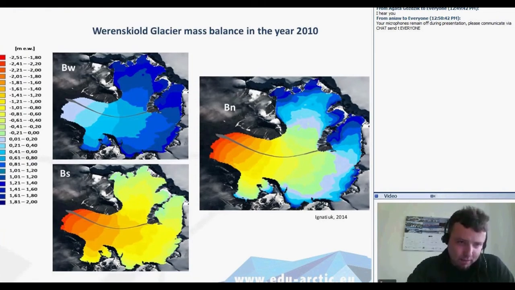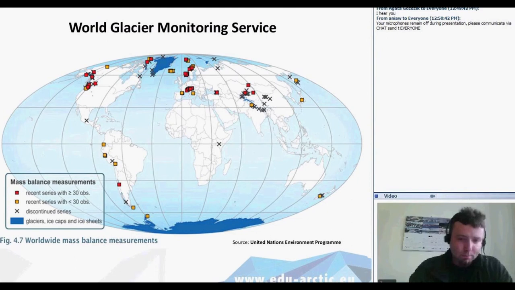And on the upper left, we have winter balance. On the lower left, we have summer balance. So from that, we can calculate the net balance or annual balance of the glacier. And that's something that is done around the world. There is World Glacier Monitoring Service. So different glaciers are measured in the same way. And on the website of this World Glacier Monitoring Service, we can check the data from previous year. What was the mass balance in different parts of the world?